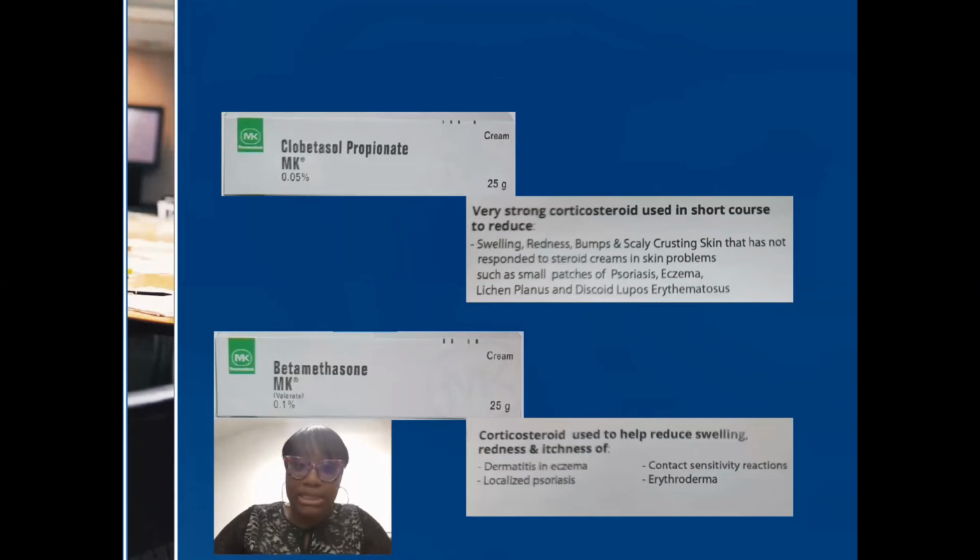We also have clobetasol MK, which is a very strong corticosteroid, which is used in short-term courses to reduce swelling, redness, bumps, and scaly crusting skin that has not responded to steroid creams in skin problems such as small patches of psoriasis, eczema, lichen planus, and discoid lupus erythematosus.